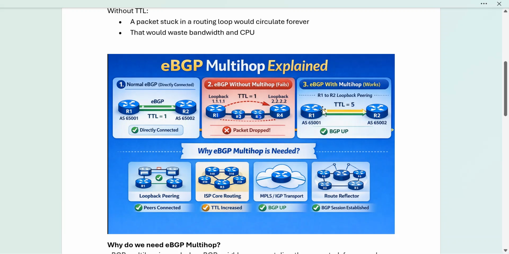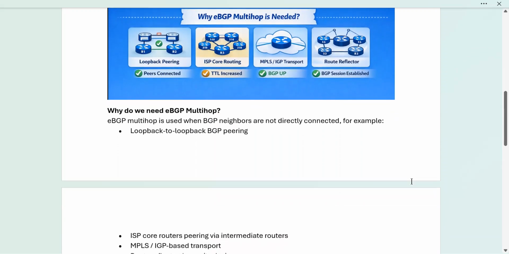And suppose from R1 to R2 here you're forming a neighborship, and let's take R1 and R4 in the middle diagram, maybe it should be R4 here, and we set the TTL value to 5. In this scenario, a TTL value of 3 is also sufficient, because there are 3 hops: 1, 2, 3. So the EBGP neighborship can be formed, right? I will explain more in a later video.